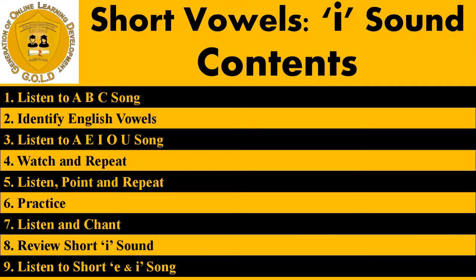The lesson of the short vowel, I, will start with an ABC song, followed by Identify English Vowels. Listen to English vowel song. Watch and repeat. Listen, point and repeat. Practice. Listen and chant. Review the short vowel, I. Finally, listen to a short E and I song.